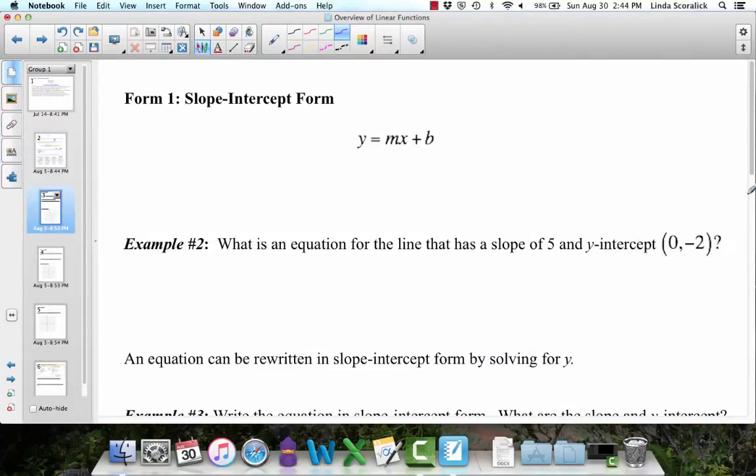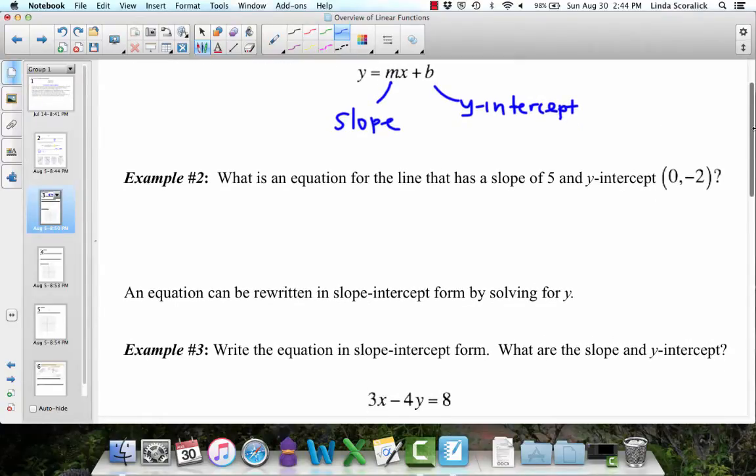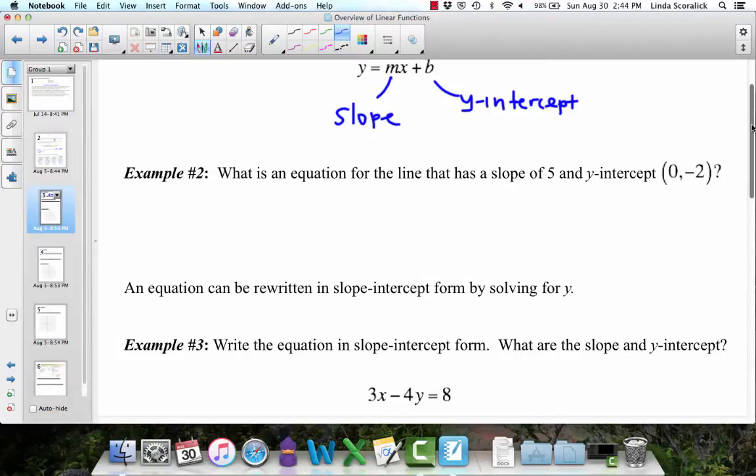So there are 3 different ways that we can represent the equation of a line, and the first one is called slope-intercept form. In slope-intercept form, y equals mx plus b. The m is the slope of the line, and the b is the y-intercept. If you recall from our work with function basics, the y-intercept is the location where the graph would cross the y-axis. So when you're working with this form, you have a slope and a y-intercept, which is why it's called slope-intercept form.